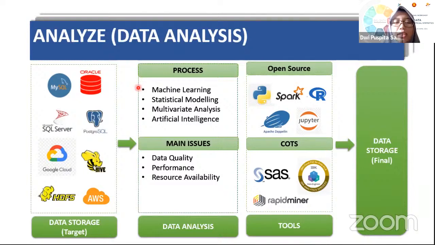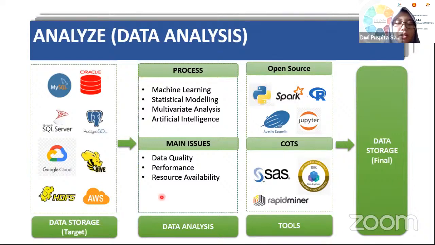So the process in analysis mostly consists of machine learning, statistical modeling, multivariate analysis, and artificial intelligence. You can say this is really the playground of data scientists. This is where they play with modeling, with various complex algorithms to obtain the best model, so they can predict data or make inferences about data.